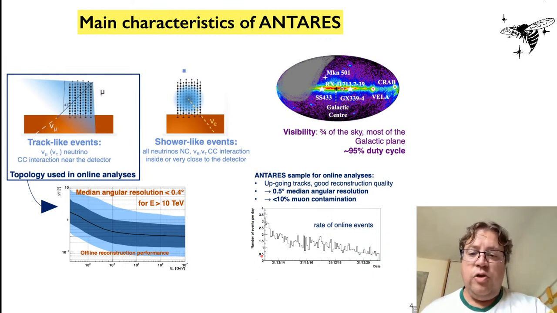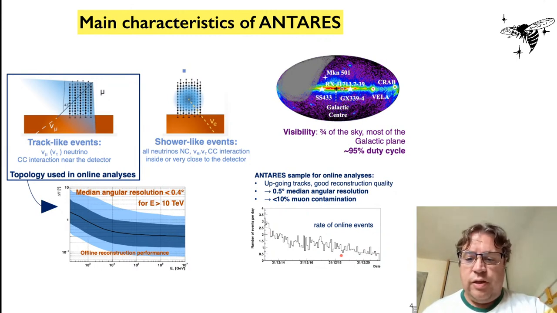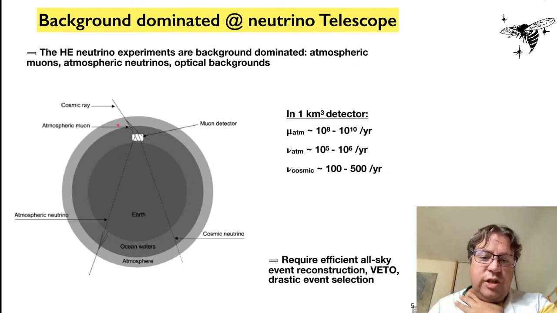In the online system, I will show you later, we can reconstruct all the events. Typically the angular resolution is not the best we can do; we can improve it offline thanks to better calibration. You see that we have around 1 to 2 neutrinos per day. You must not forget that this telescope is background dominated. The main background is cosmic rays which interact in the atmosphere and produce muons, which reach the detector and produce an enormous background: around 1 billion to 10 billion muons per year.